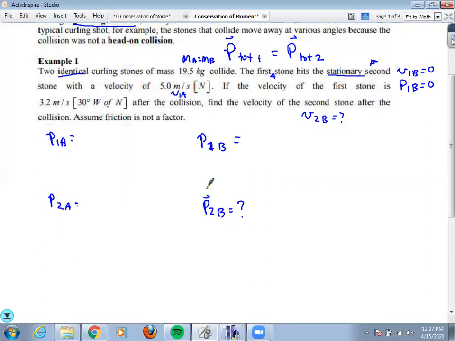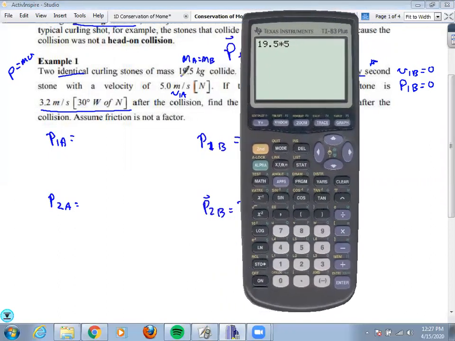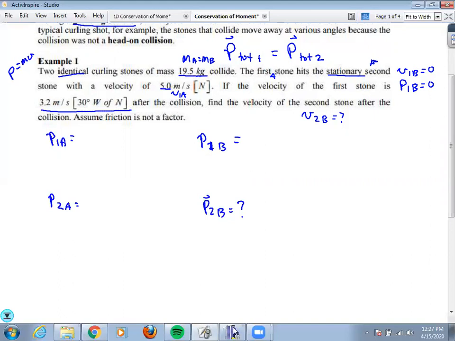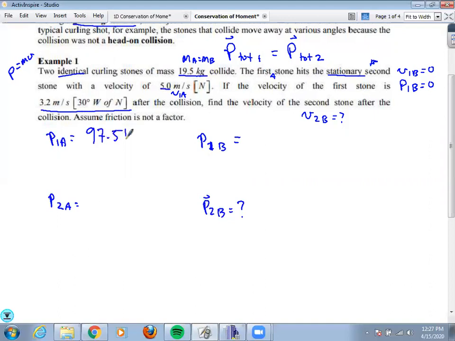Okay, so we know that P equals MV. So even if the object's moving in 2 dimensions, we don't have to worry about the angle for the momentum. We can just multiply by the velocity. So P1A will be the mass, 19.5 kilograms times 5 meters per second. That yields 97.5 kilogram meters per second north, because of course it's moving north.